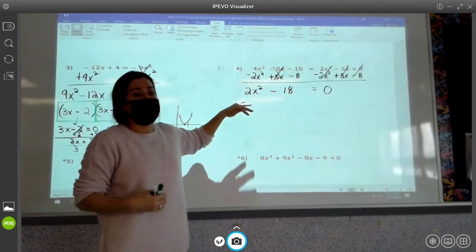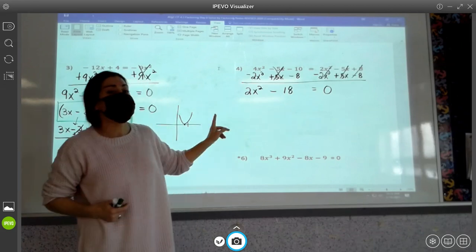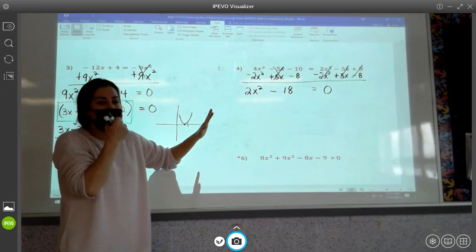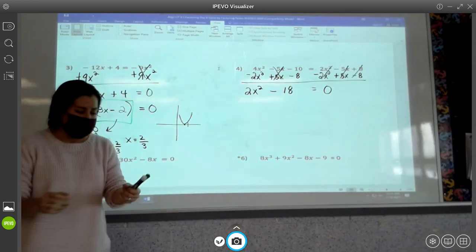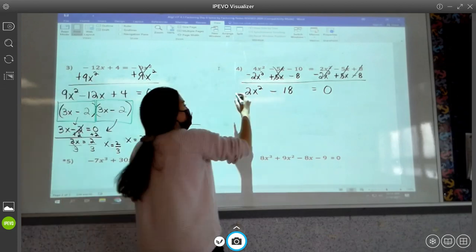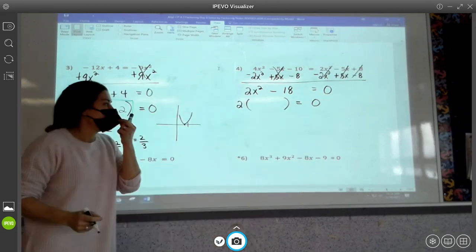We are being asked to solve this by factoring, although in the future, it'll fall under a category where you could use square roots, and I'll show you that in the future. But right now, we're being asked to solve by factoring. So what do we always look for first? A GCF. What does a 2x squared and an 18 have in common? A 2. Take it out. Show me what's left. And we go.